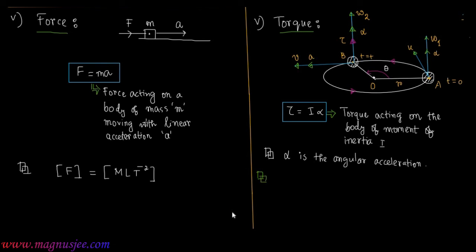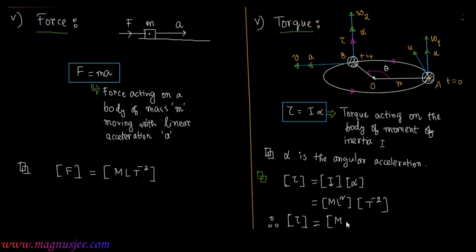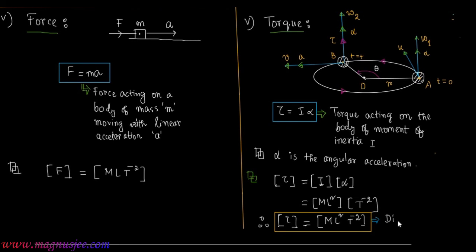And we can find the dimension of torque. Dimension of torque tau is equal to dimension of I into dimension of alpha, equal to dimension of M L square into dimension of T to the power minus 2. Therefore, dimension of torque tau is equal to M L square T to the power minus 2, which is the dimensional formula of torque.